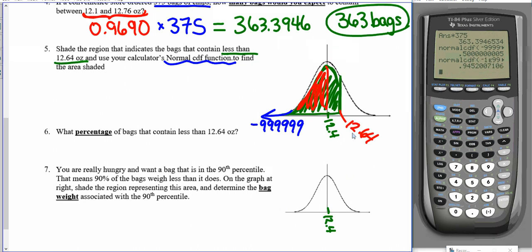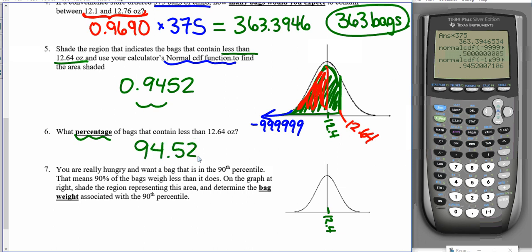All right. So this area is 0.9452. All right. What percentage of bags? Well, this was a decimal, so I just need to move the decimal place over to 94.52% of the chips.